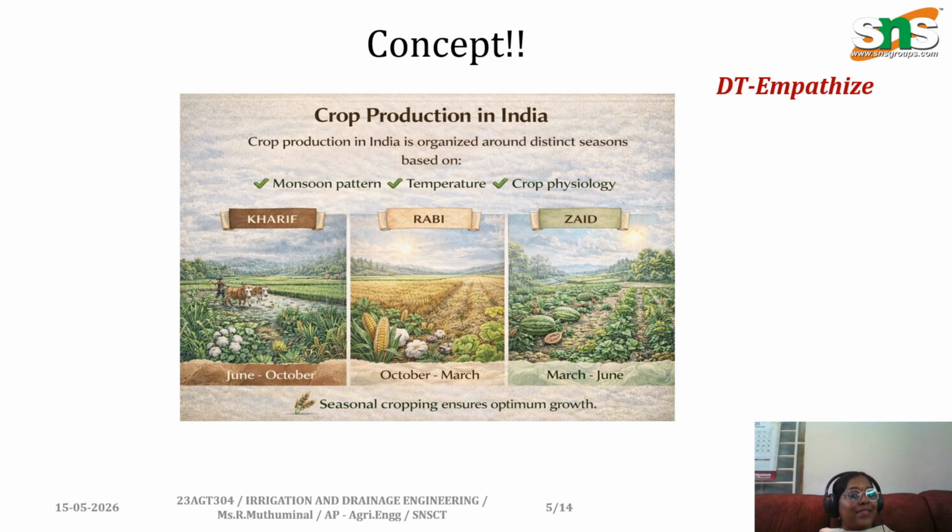India mainly has three cropping seasons: Kharif season, Rabi season, and Zaid season. Each season differs in climate, water availability, and crop suitability. The cropping season helps the farmers plan cultivation, manage irrigation, improve productivity, and optimize land use. Understanding the crop season is essential for irrigation engineers because water demand changes from season to season.